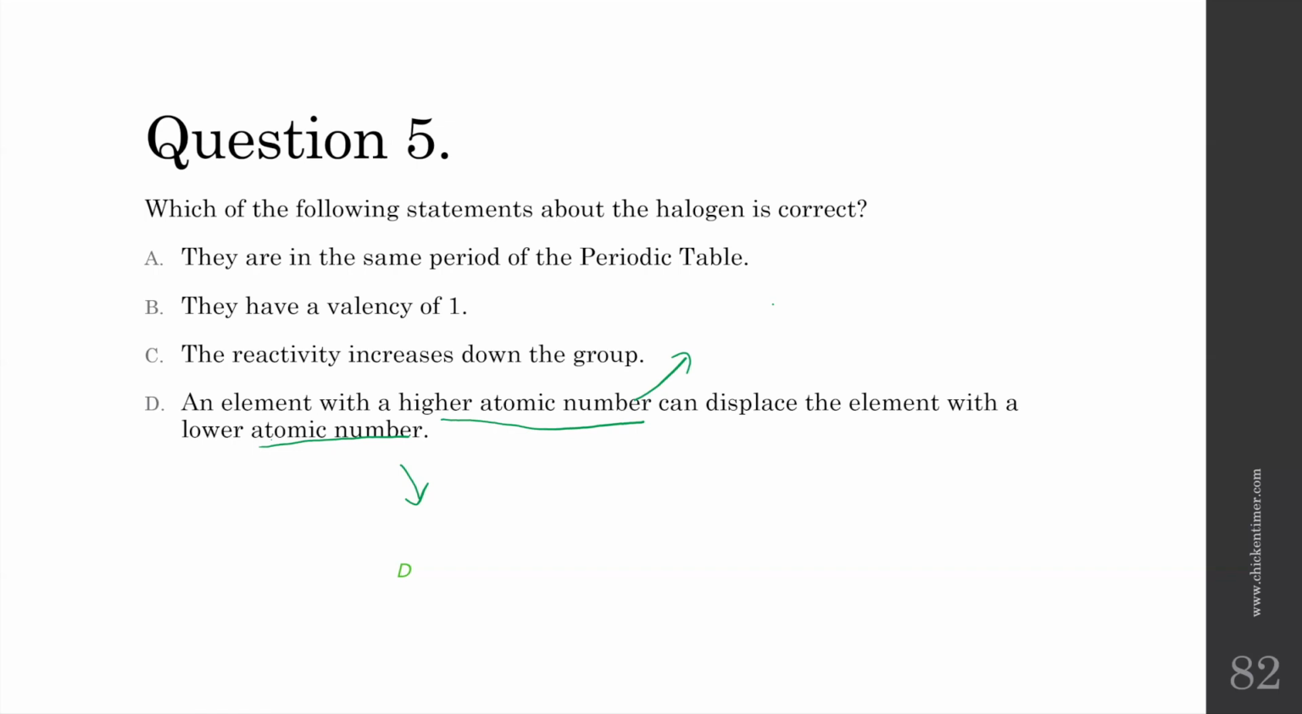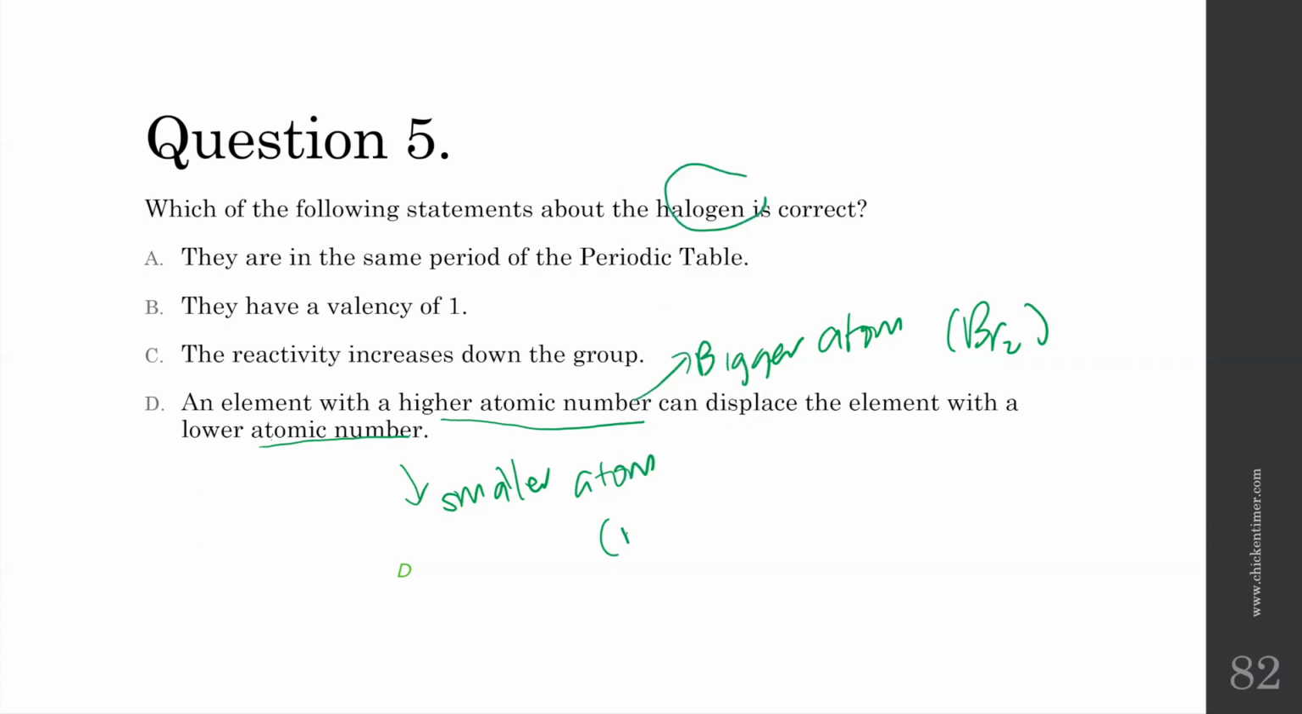It means bigger. Okay, so let's reread the question again. An element with a bigger atom can displace the element with a smaller atom. What does this mean? This is halogen. So name a halogen that has a bigger atom, then name one which has a smaller atom. Bromine is bigger, so let's put bromine here. Then the smaller one, fluorine.